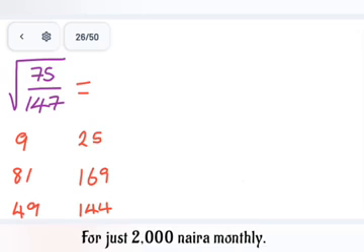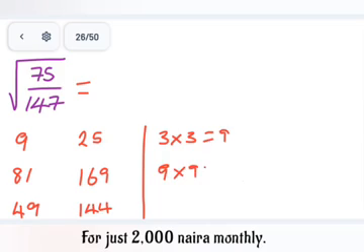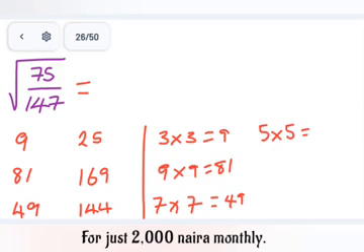For example, how do we get 9? We get 9 by saying 3 times 3. How do we get 81? We can get 81 by saying 9 times 9. How do we get 49? We can get 49 by saying 7 times 7. How do we get 25? We can get 25 by saying 5 times 5. How do we get 169? We can get 169 by saying 13 times 13. How do we get 144? By saying 12 times 12.